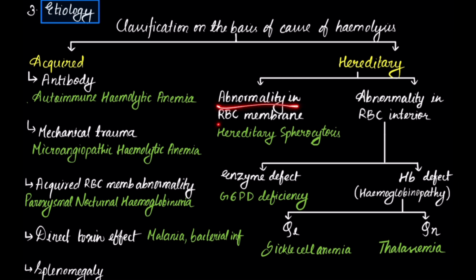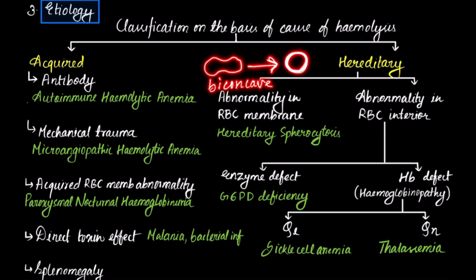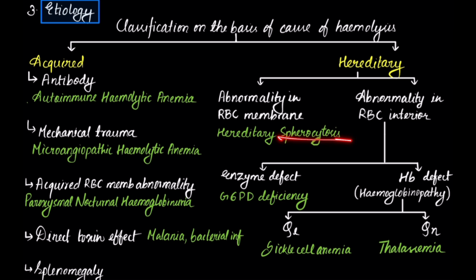First, abnormality in RBC membrane. So here's your RBC. A normal RBC is biconcave. However, you can have, due to genetic disorder, spherical RBC, which your body does not recognize and kills and destroys. This is seen in hereditary spherocytosis. In hereditary spherocytosis, there is manufacture of spherical RBCs, which get destroyed by your own body, leading to anemia.